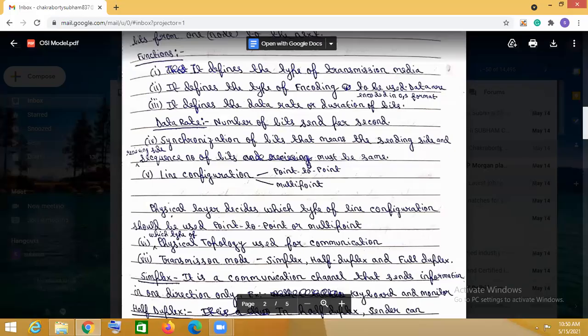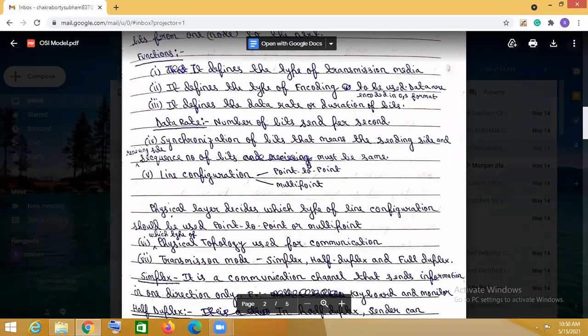And the transmission mode. What type of transmission mode will be used? There are three types of transmission mode present: simplex, half duplex, and full duplex. So it can be simplex, half duplex, or full duplex. Which type of transmission mode should be used is also defined by the physical layer. Now, these transmission modes, simplex, half duplex, and full duplex, I will explain.